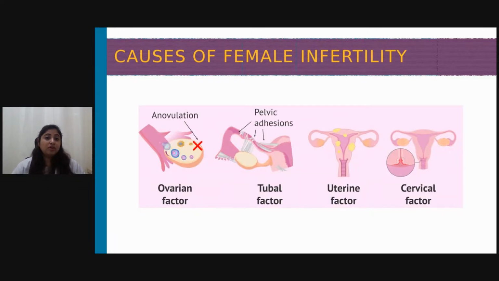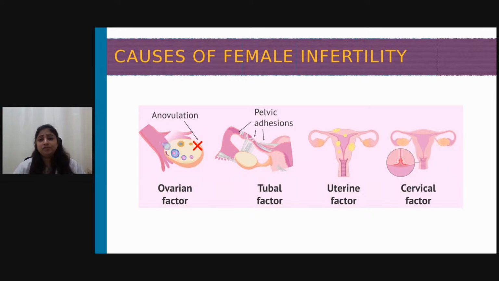Now coming to the causes of female infertility, it can be an ovarian factor, like the egg is not getting matured or not getting released from the ovary, which is also called anovulation. Sometimes there can be a tubal factor. The tubes are the portal through which the eggs are carried, the sperm meets the egg in the tubes, and fertilization happens in the tubes only. So the tubes are also an important factor.